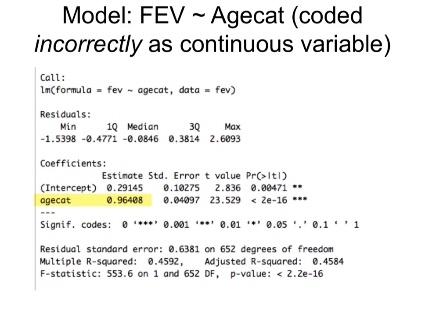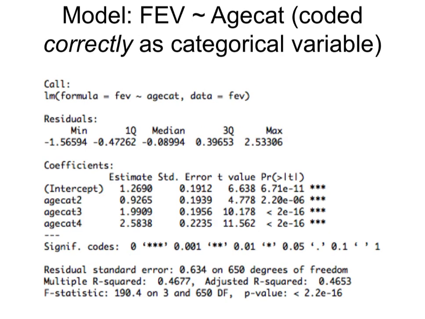So what assumption is R making when age cat is treated as a continuous variable? It's assuming that increases in FEV are proportional with increases in age category. So the increase in FEV from age category A to B is the same as the increase in FEV from age category B to C and C to D. Let's run our model again, but this time with age cat treated correctly as a categorical variable. We can see that we have 3 slopes rather than 1, which is what we want to see.